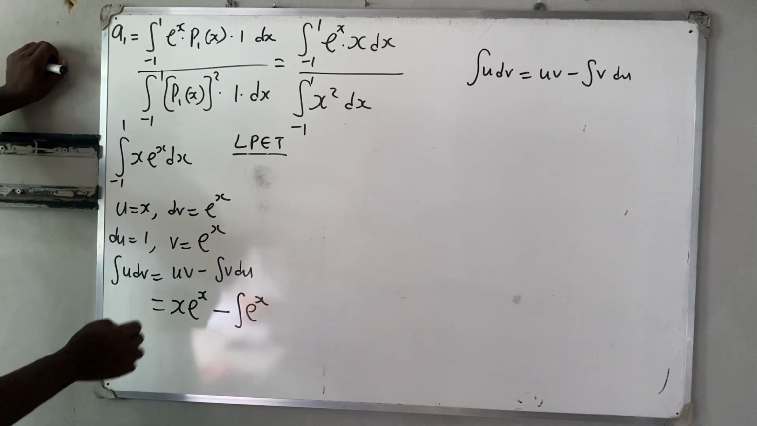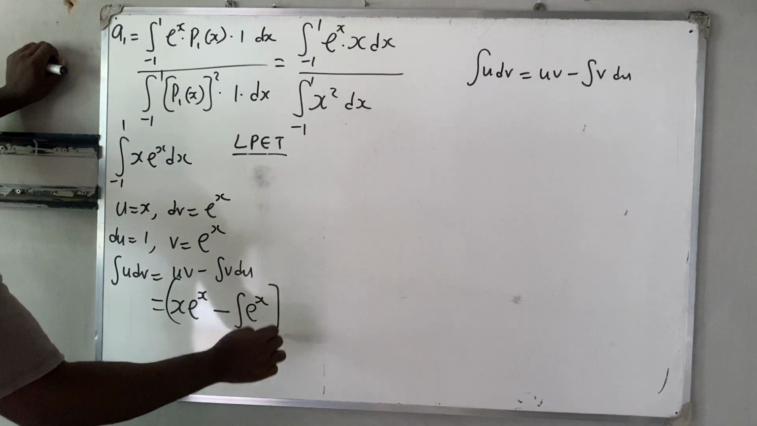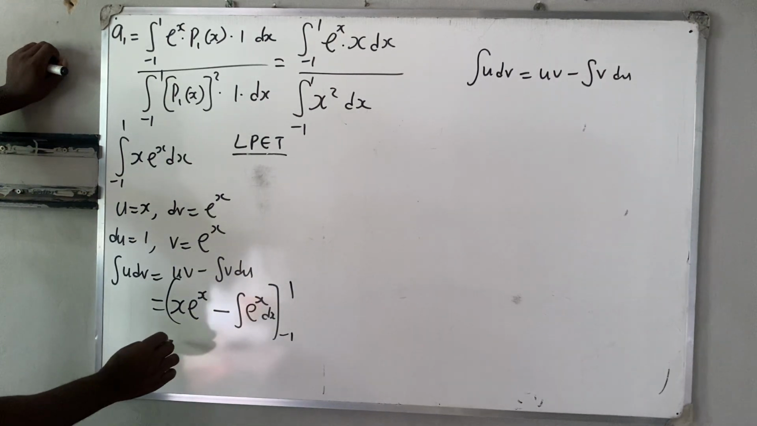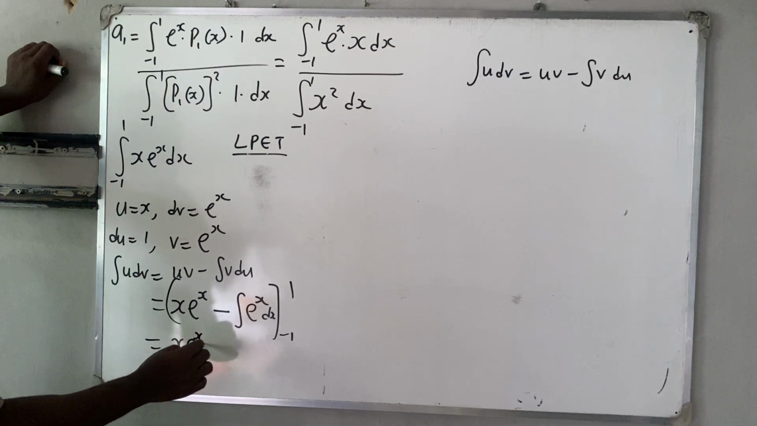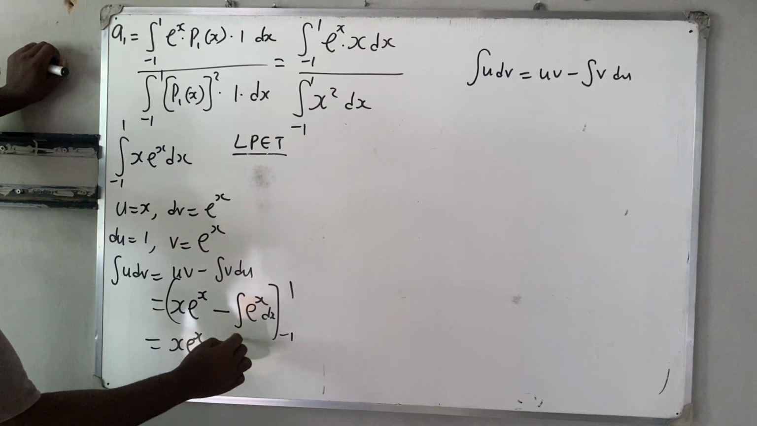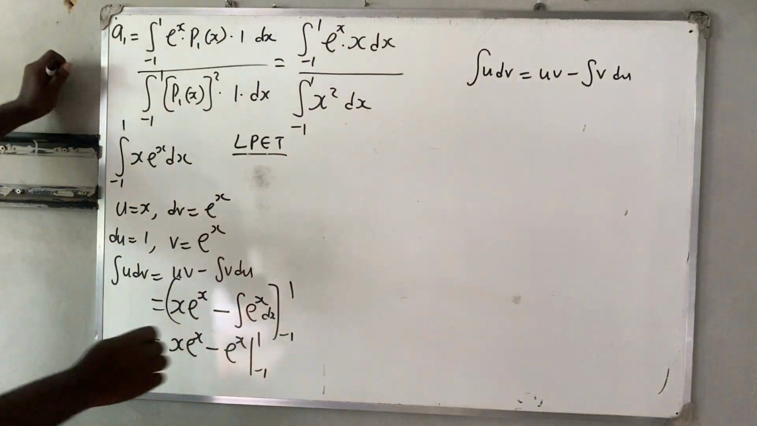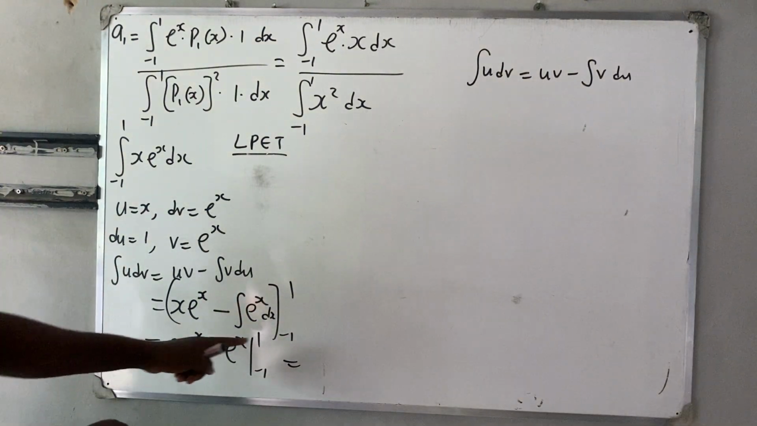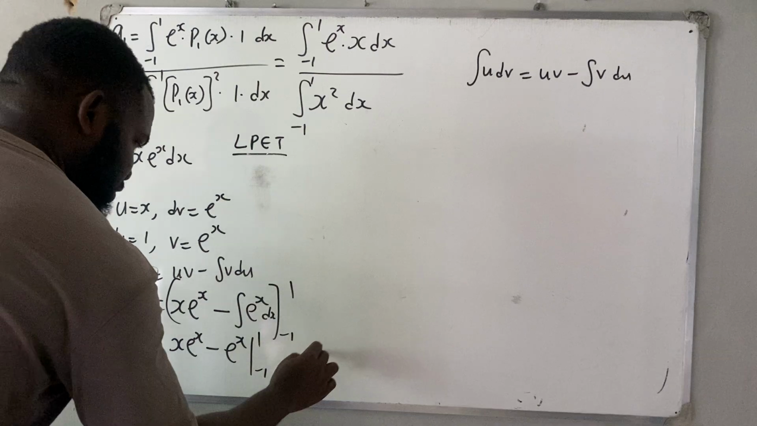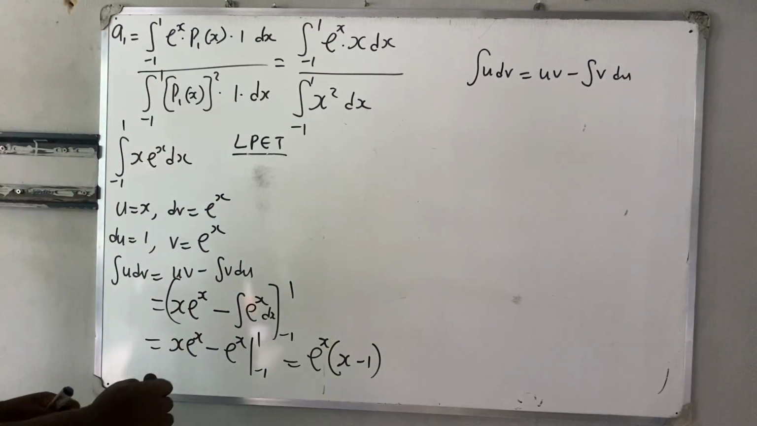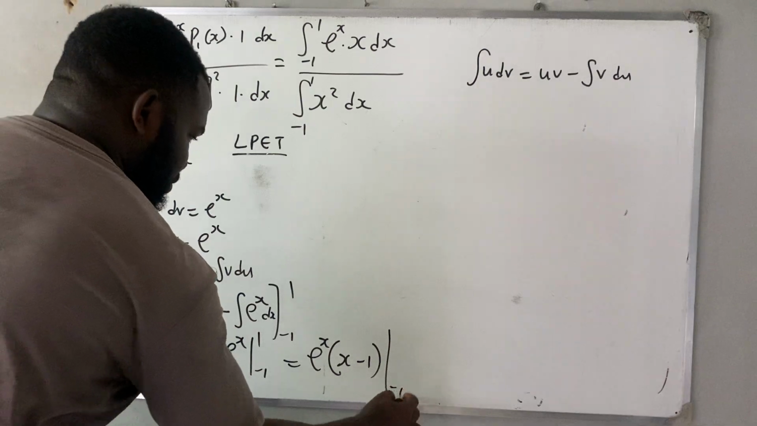Okay, don't forget the boundary. The boundary is always from minus 1 to 1. So if you do that, you're going to see that this is x exponential x minus the integration of exponential x, which is still exponential x. So you put your boundary minus 1 to 1, which will give us exponential x in bracket of x minus 1, right?